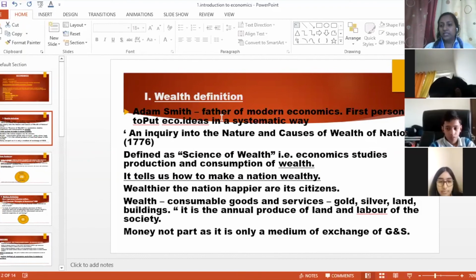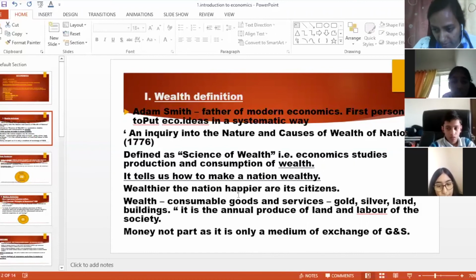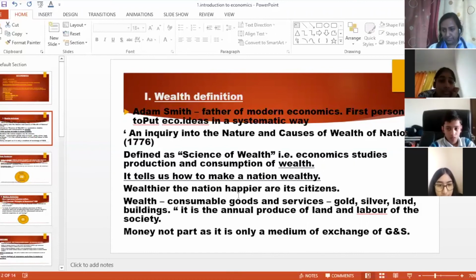He told in his book that economics tells us how to make a nation wealthy. He considered that if a nation becomes wealthy, its people will become happier. Is it clear to all?